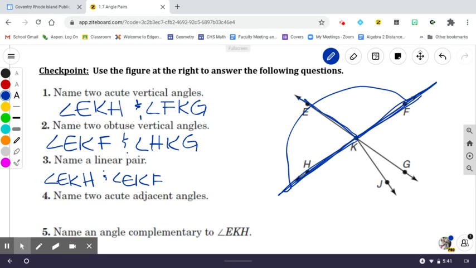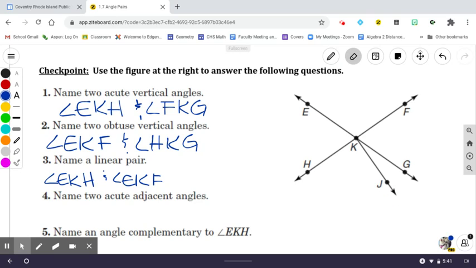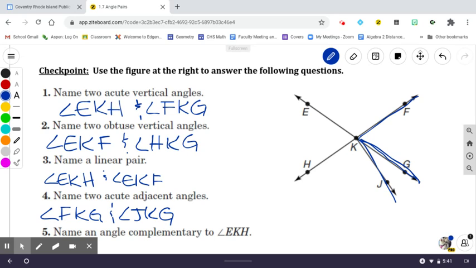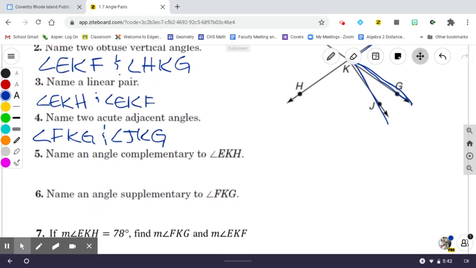Okay, next is two acute adjacent angles. So two angles that are less than 90 that are next to each other. So I see, let's see, we could use this one here and this one here. Those are two acute adjacent angles. So we have angle FKG and angle JKG. Those are acute adjacent angles.